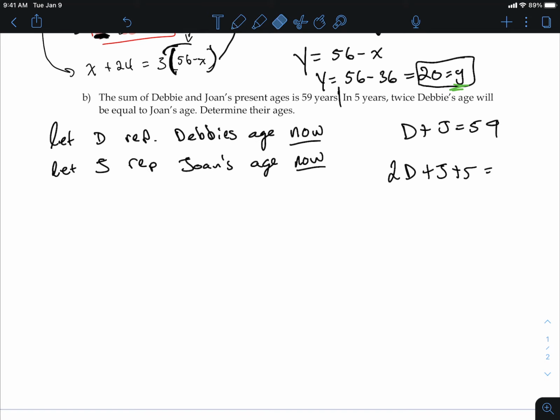Okay, one sec, let me catch up. I'm just writing down verbatim what you're saying. We can correct it as you go. 2D equals J plus 5. Twice Debbie's age will be equal to Joan's age plus 5. So that's like in the future, in 5 years. J is her age right now, right? So yeah, J plus 5. Okay. You're very, very close. You want to keep going?